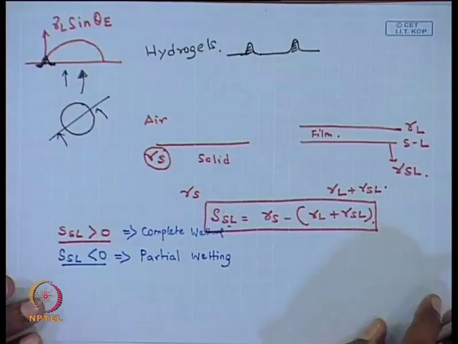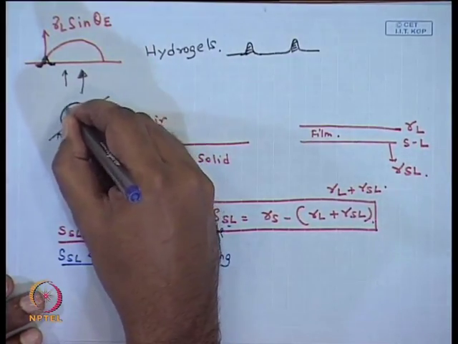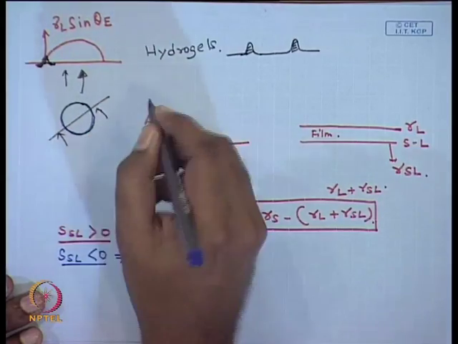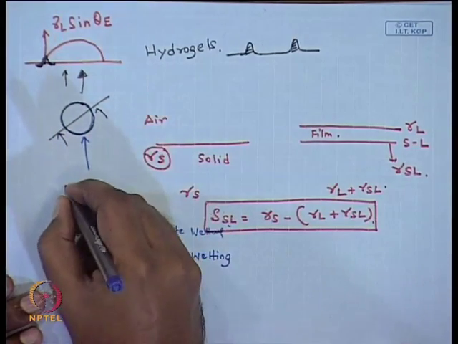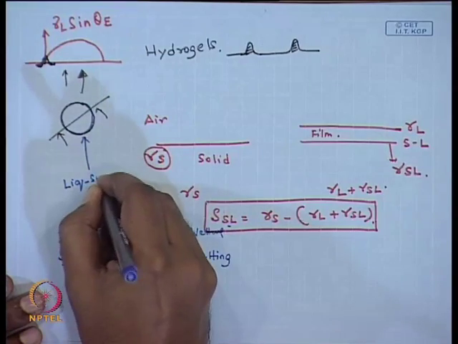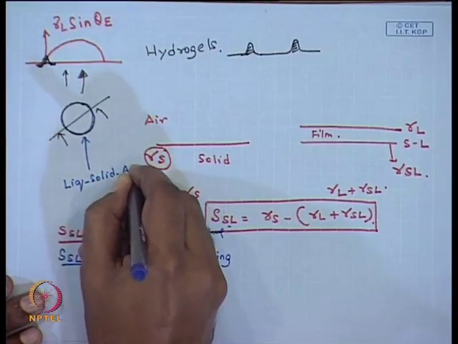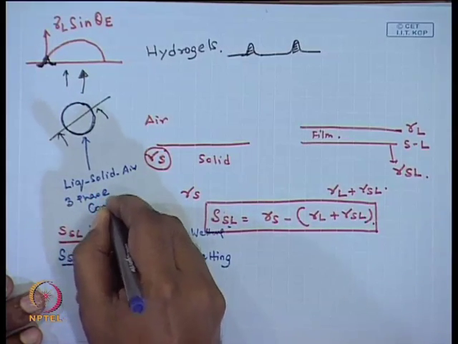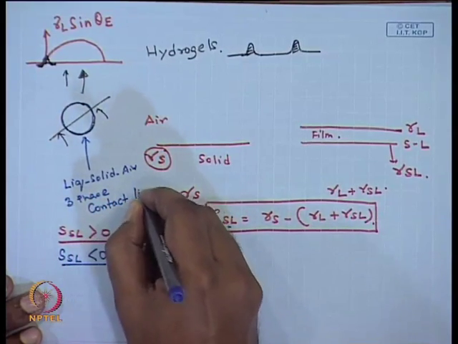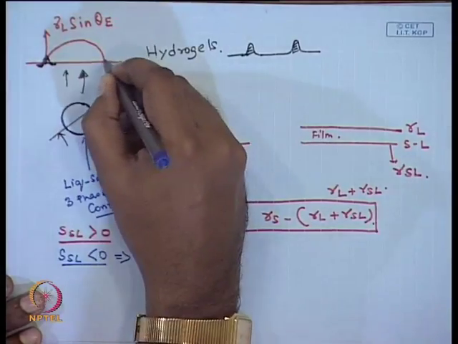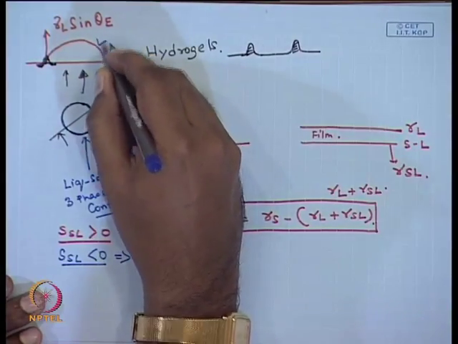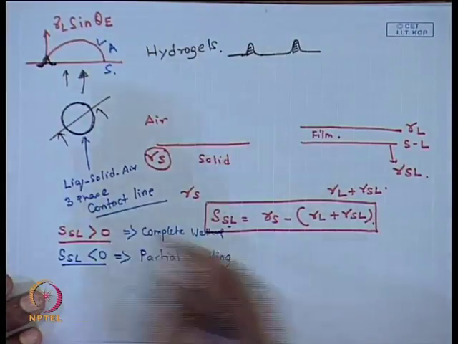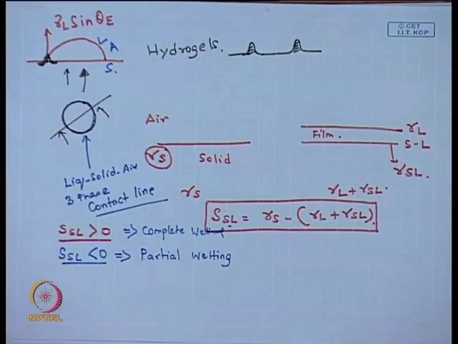The other important thing to note is that this is the view of the drop from the top. So, this line is known as the liquid-solid-air three phase contact line, where all the three phases merge. So, you have air, you have liquid, you have solid. So, this is what is known as the three phase contact line.